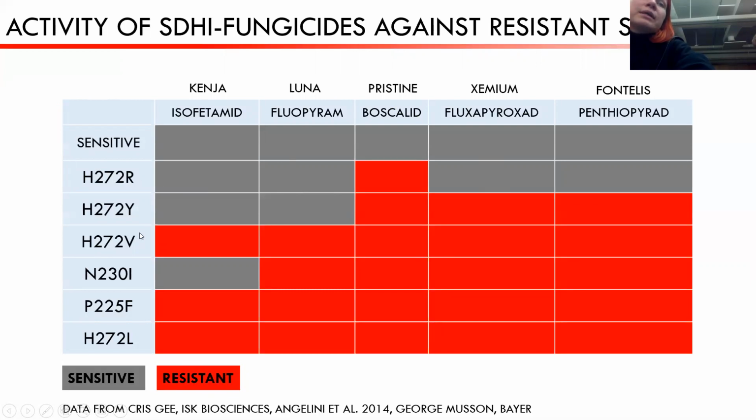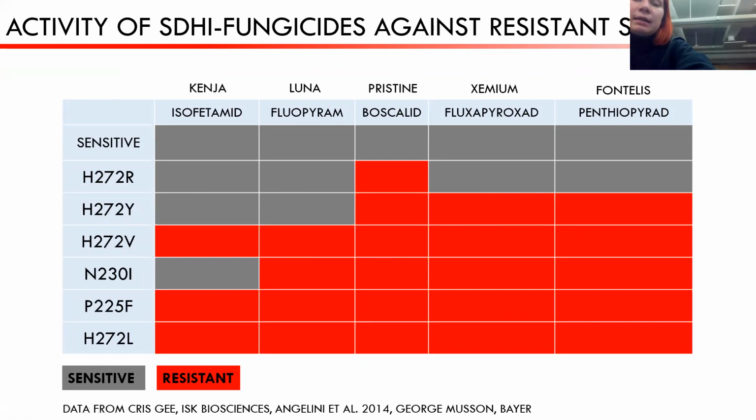Another example is mutation H272Y, which again causes resistance to boscalid, but the Botrytis strain that carries this mutation is supposed to be controlled by Kenja and Luna, while there is expected cross-resistance with Xemium and Fontelis, and so on. And the third one, for example, the H272V mutation, causes resistance to boscalid, but it is also expected to cause cross-resistance to all these new FRAC group 7 fungicides.